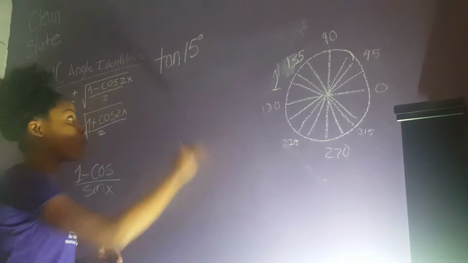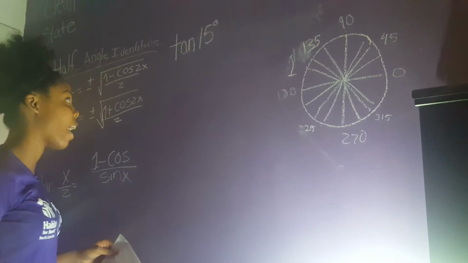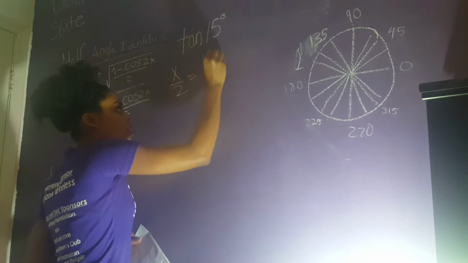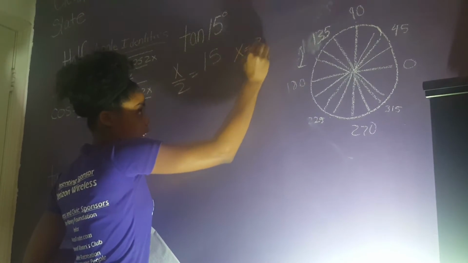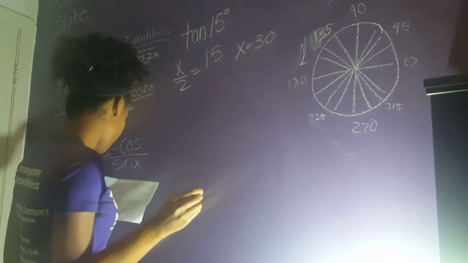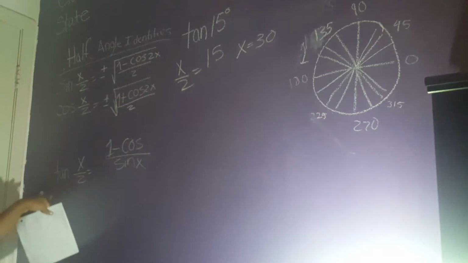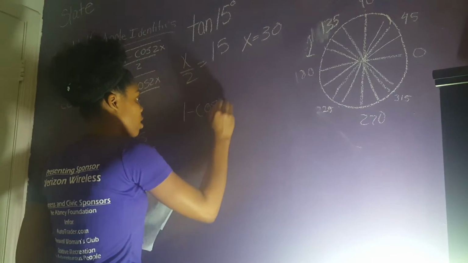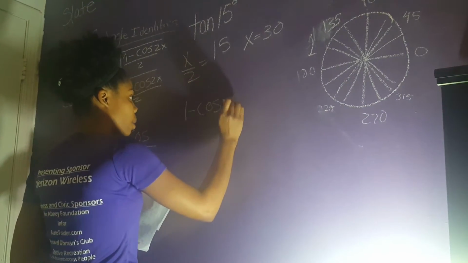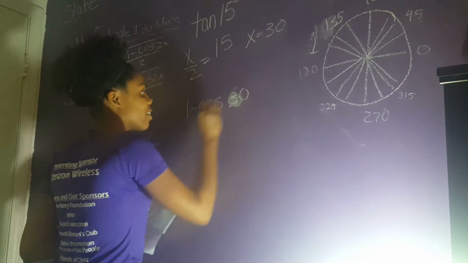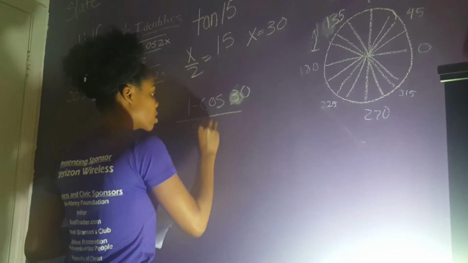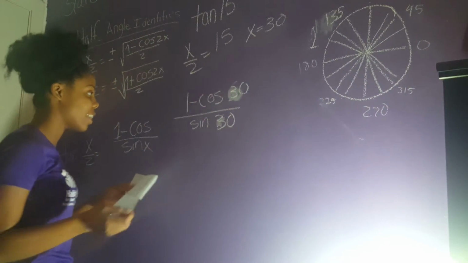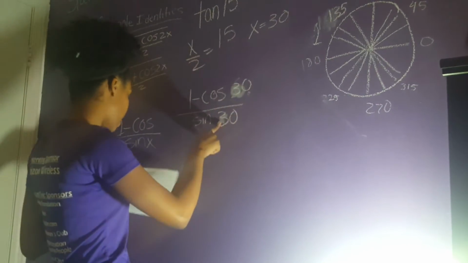So our first example will be tangent of 15 degrees, 15 being our half angle. If x over 2 equals 15, then we know our x will equal 30. And so now that we know what our x is, we're going to go ahead and plug that into our tangent. So you're going to do 1 minus cosine of 30 over sine of 30. And so we know what cosine of 30 is and what sine of 30 is.